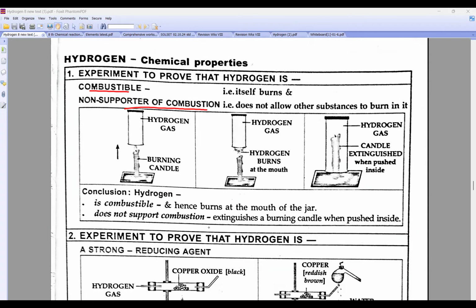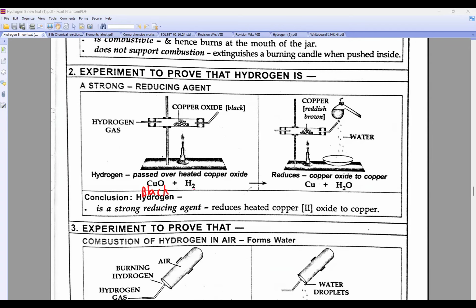Now in observation they can ask: copper oxide is which color? Black. When it reacts with hydrogen, you get a reddish brown metal. Write your observation: when hydrogen reacts with copper oxide, you get a reddish brown metal. Look, copper oxide is reduced to copper or not? Tell me. Right?